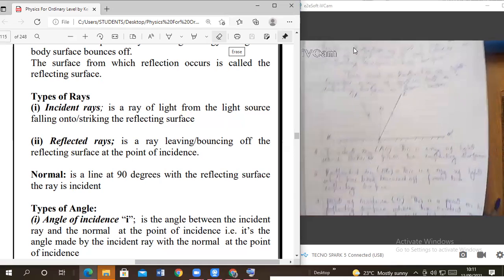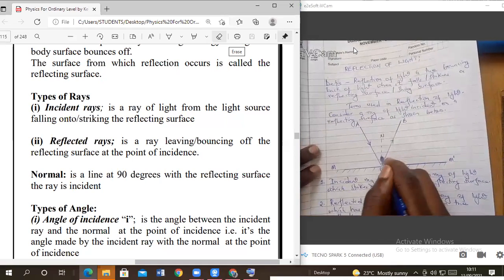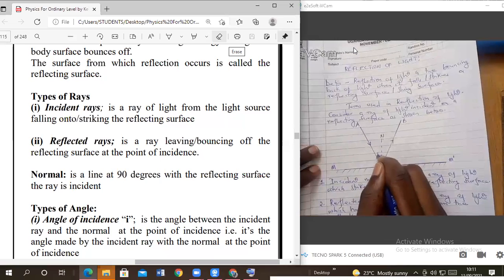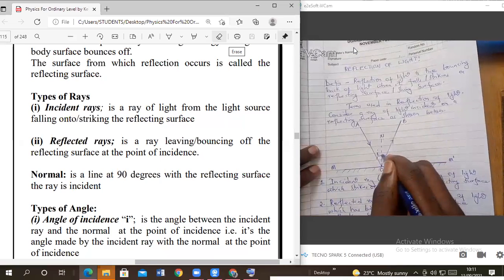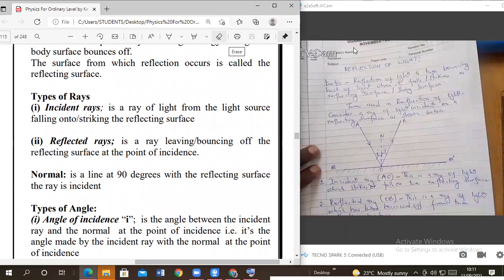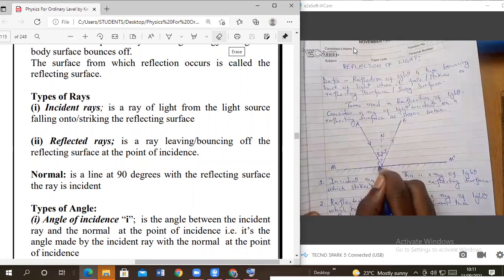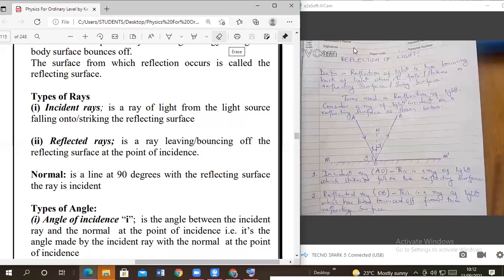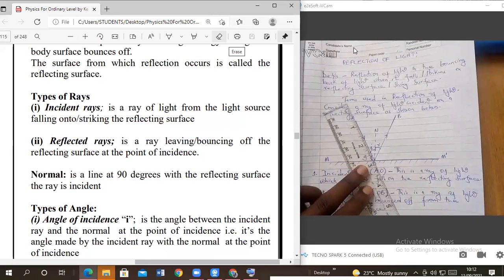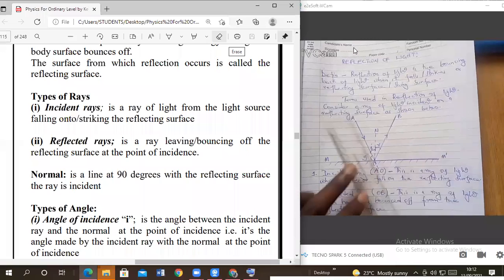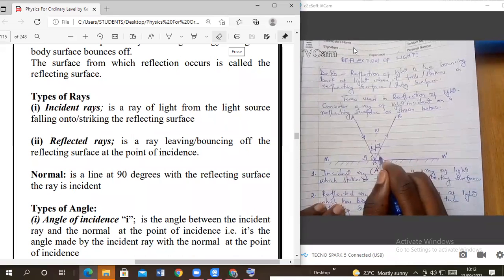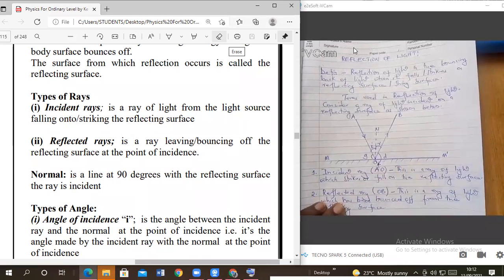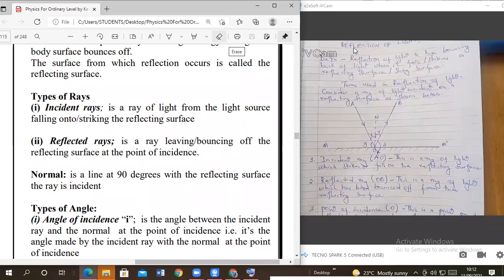Those are the common terms. Now let's come back to our diagram and add some features there. Let's call this angle I. Then this angle here, let's call it angle R. Then this one, let's call it G. Then this angle from here up to there, we call it D, the angle of deviation.